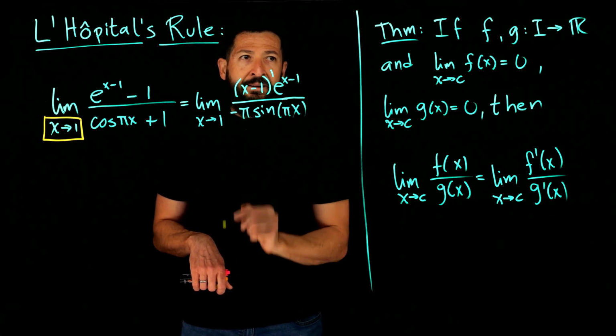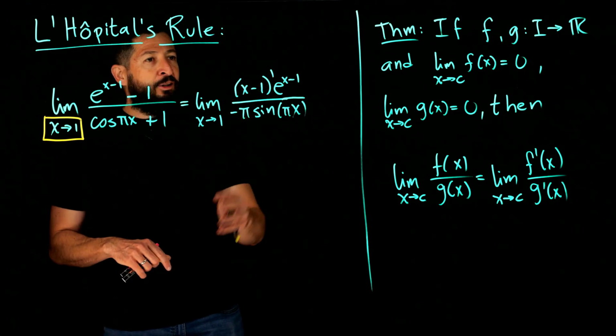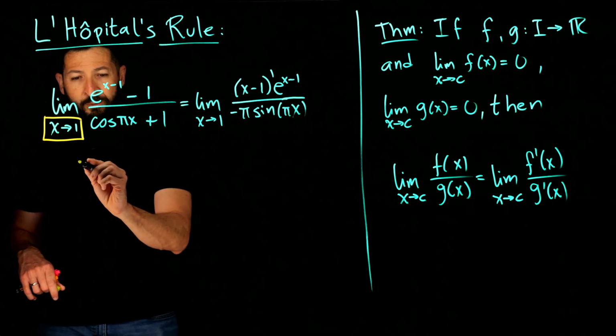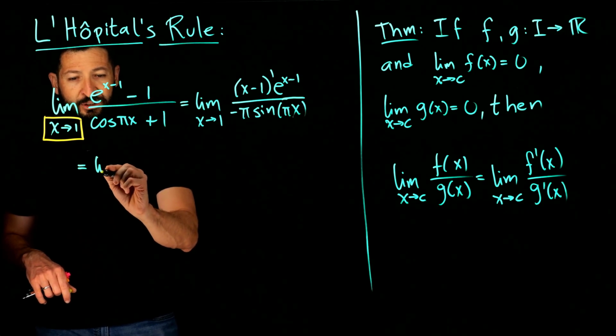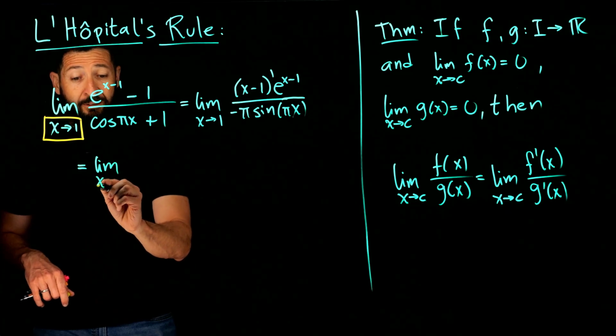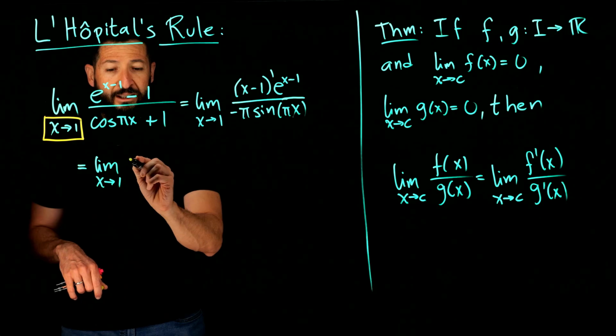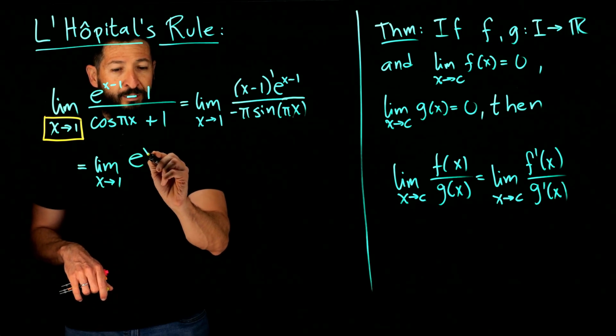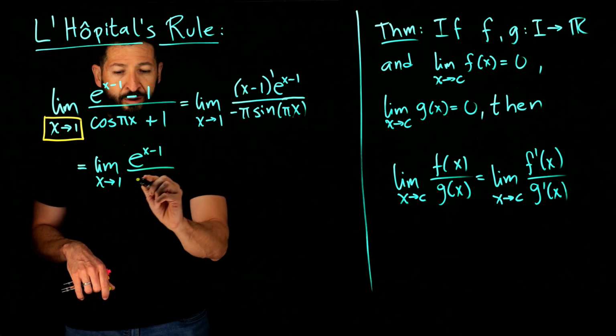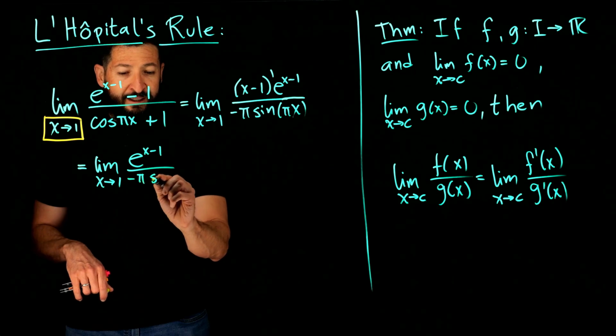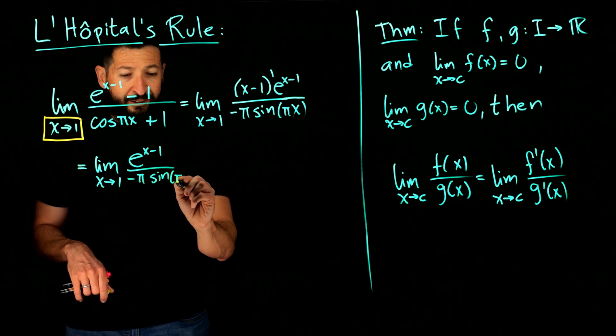All right, you say, you started with something that looked ugly and you made it even uglier. Well, let's finish that derivative and see if it's really that ugly. It's not going to be. So the derivative of that is 1, so I get e to the x minus 1 over negative pi sine of pi x.